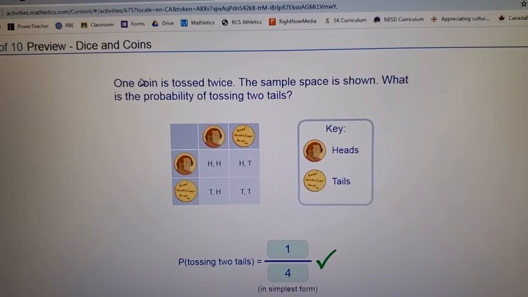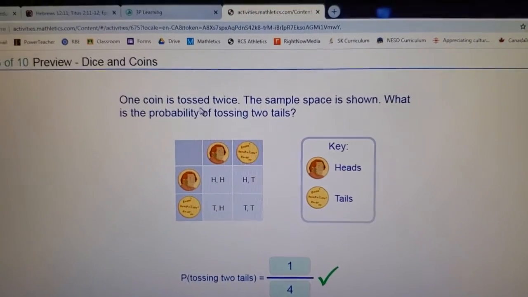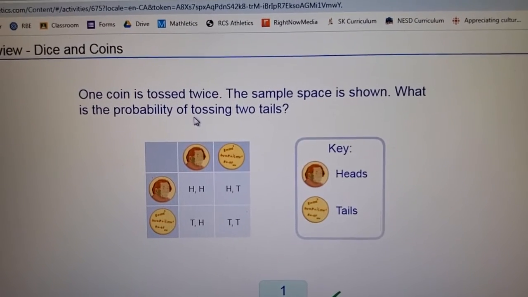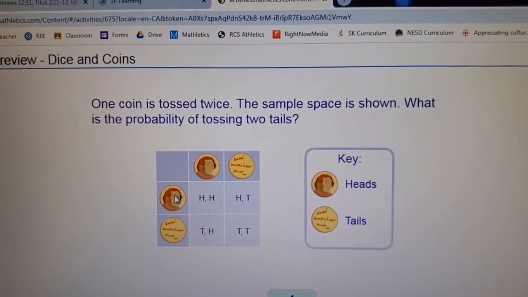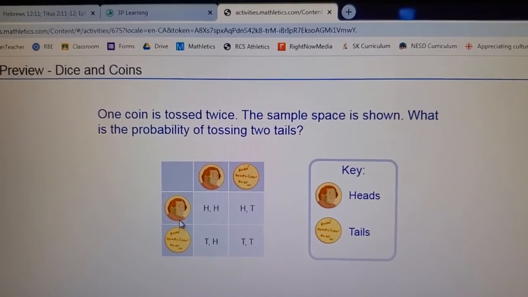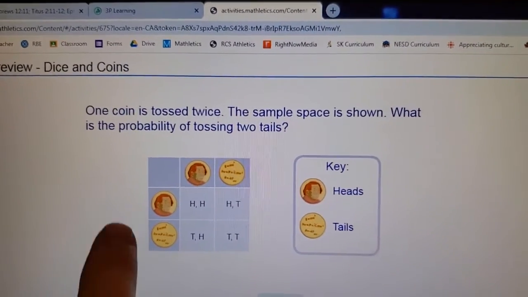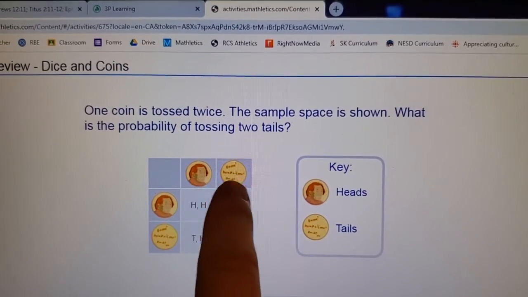It's not just dice, it's also coins. So 1 coin is tossed twice. The sample space is shown. What is the probability of tossing 2 tails? So what this means is there's this coin here, both sides. There's the head side or the tail side. That's what the key tells us over here. And then at the top, there is either heads or tails with the second flip.